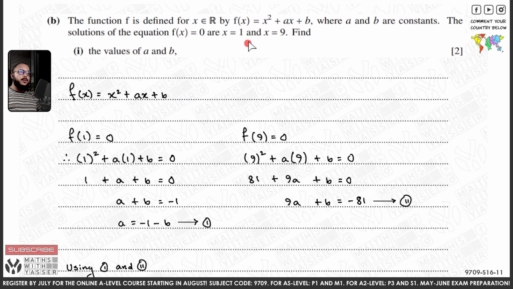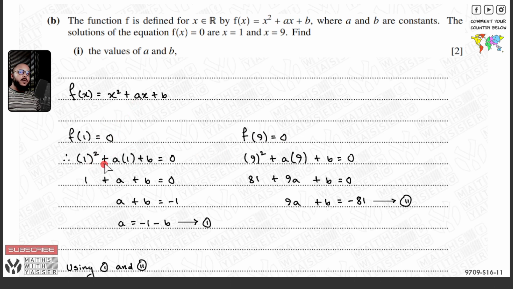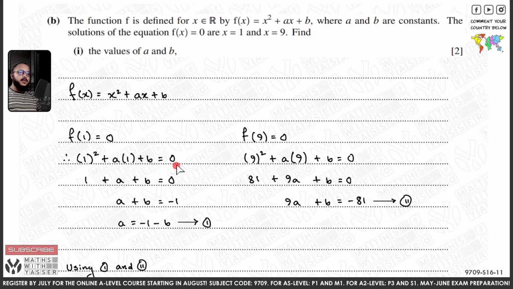So simply we need to use these two values. When x is 1, it will be 0, and when x is 9, it will also be 0. So we simply substitute this into this equation. So 1 squared plus a times 1 plus b equals to 0. That gives us a is equal to negative 1, negative b. Let's consider that to be equation 1.